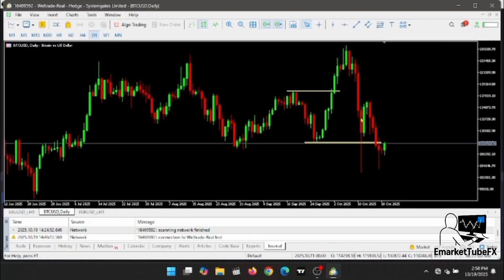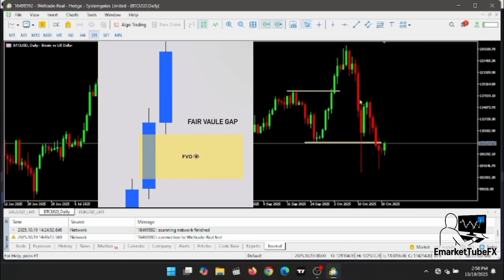When you talk about a fair value gap, it happens in 3 candles. Inside the 3 candles, you have one at the top, one in the middle, then one at the bottom. In the middle candle, you identify a gap there, like what you see here.